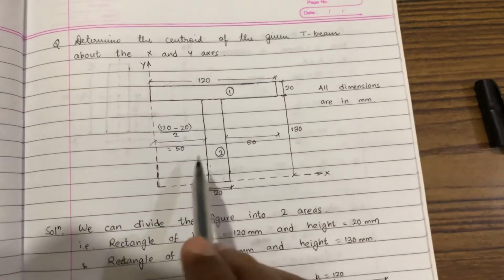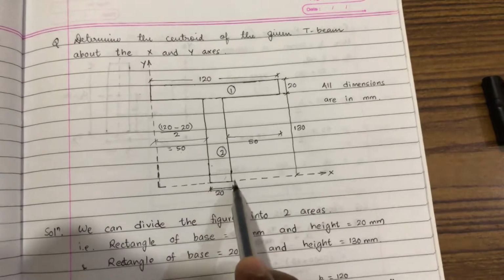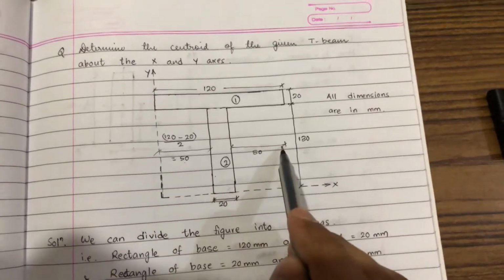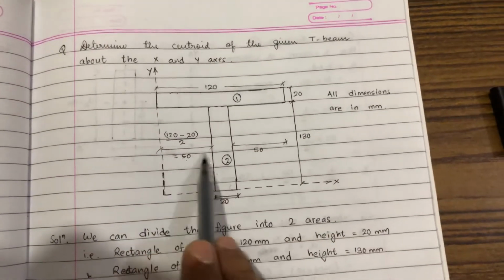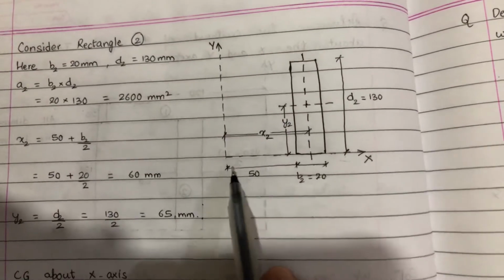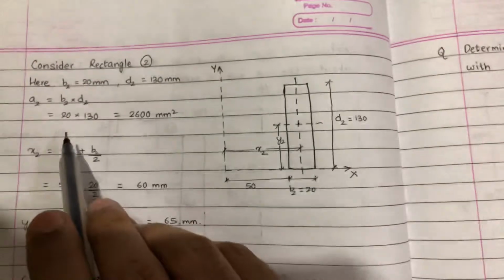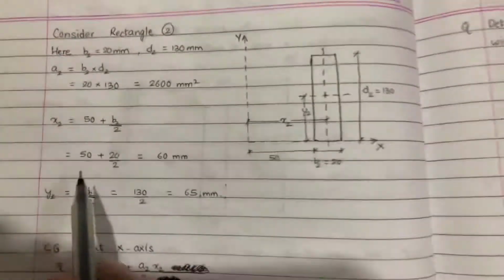So you can cross verify. This is 50. This is 20 plus 50. 50 plus 20, 70, 70 plus 50, 120. So this total distance is equal to 120. So this much distance is equal to 50 mm, and this much distance is equal to 50 mm. And this is the base, that is equal to 20 mm. I have considered here base as B2 and depth as D2.